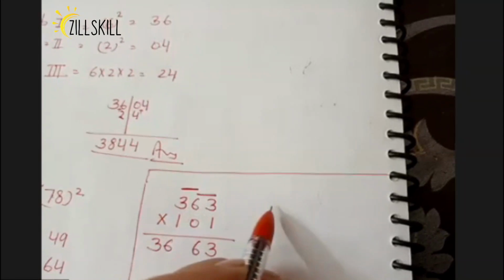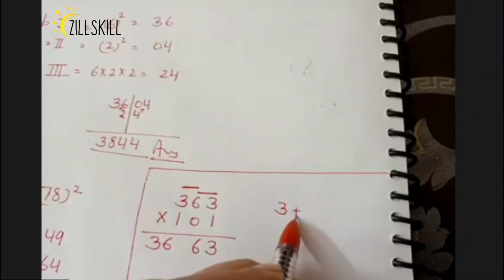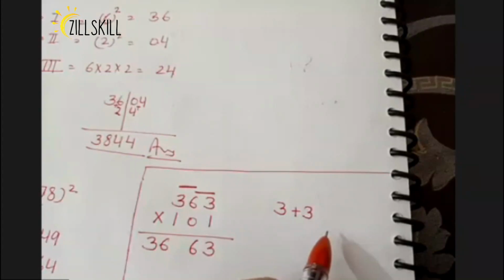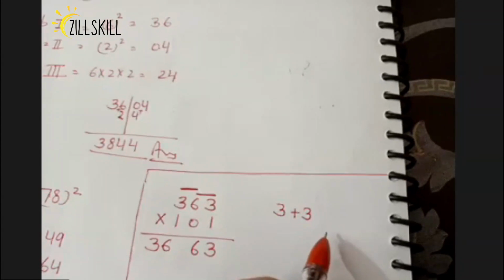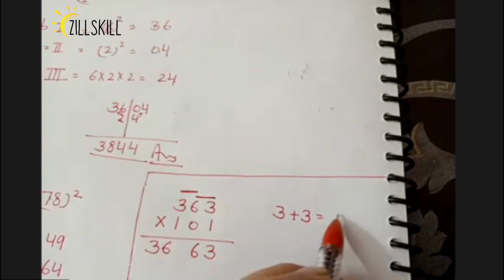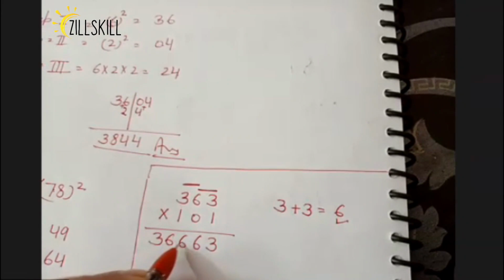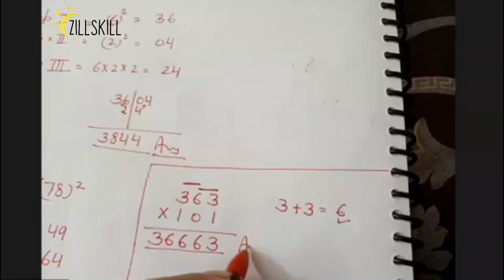And then you will add the hundreds place with the ones place, adding both of the digits, right? Now the answer is 6. Now take 6 and write it in between, and that is our answer.